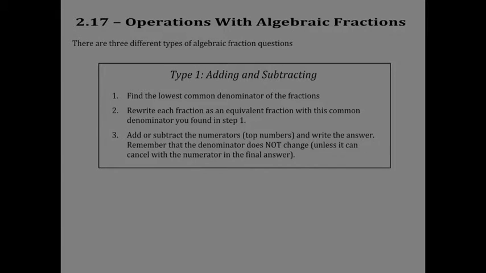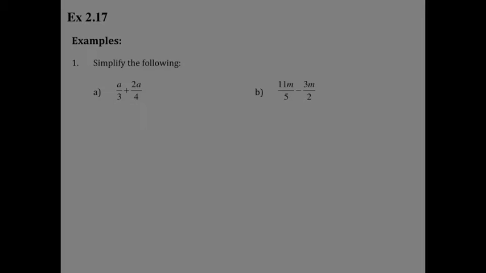Now we're going to look at exercise 217, and it's all about adding, subtracting, multiplying and dividing algebraic fractions. So remember, when you add and subtract fractions, you need to get a common denominator, and that's what we're going to be looking at first. So let's look at our first few examples here.